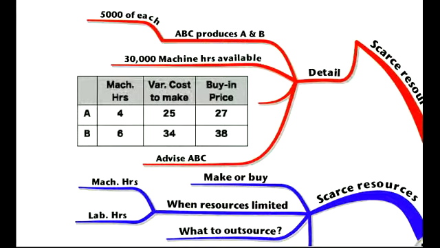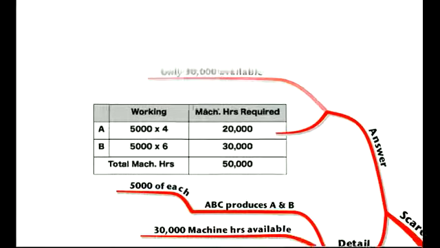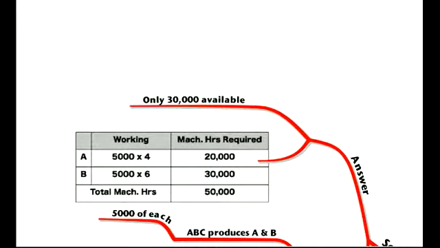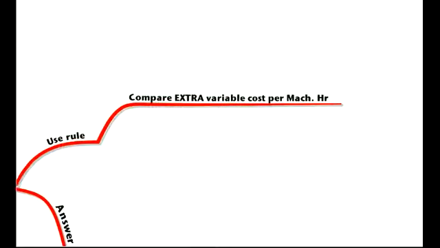So first of all, let's produce a little table to show that we need more than the 30,000 hours available. And there it is. We're making 5,000 of each of A and B times the number of hours it takes, which equals a total of 50,000 machine hours required. But remember, we have only 30,000 available. So which should we buy in, A or B? We need to use the rule: compare the extra variable cost per machine hour.